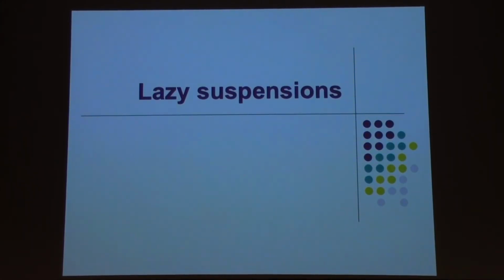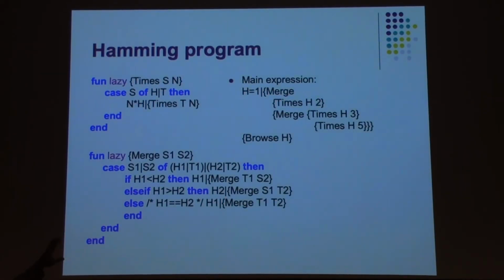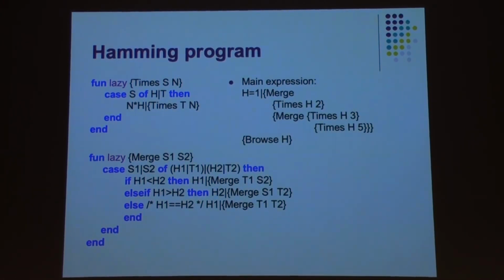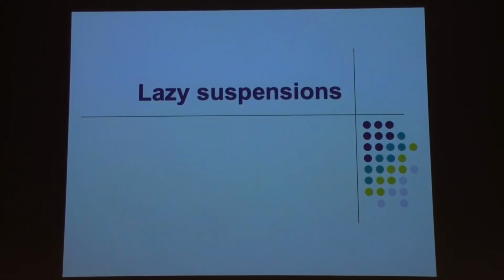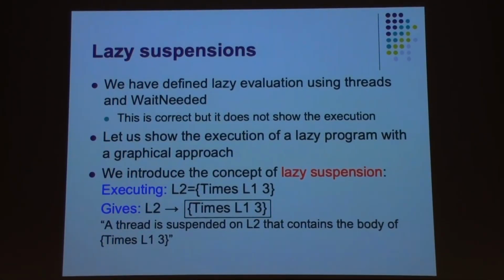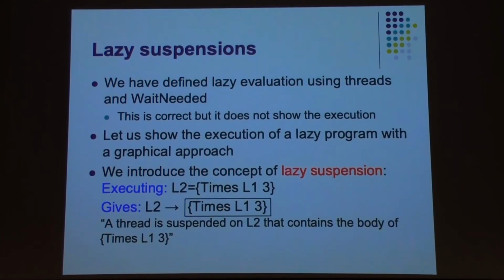Let me show you something which can help understand also the execution. Because if you just write this code, it looks very simple, but actually a lot of things are going on here. Each of these lazy functions is creating a thread, it's doing wait needed, and it's going back and forth. So there's a lot of stuff going on here, okay? So sometimes it's nice to see that. And in order to see that, I'm going to talk about lazy suspensions. It's just a graphical way of showing kind of what happens.